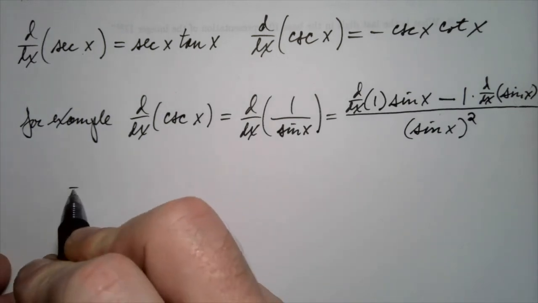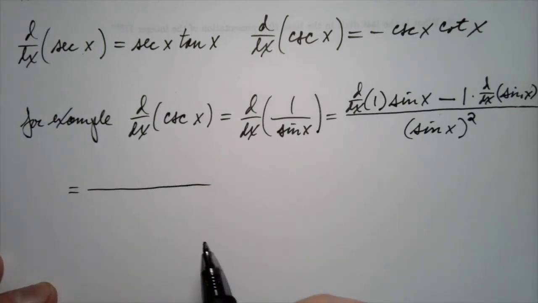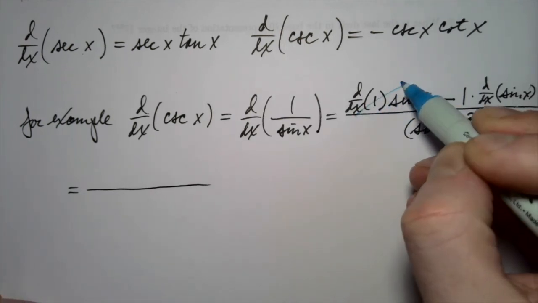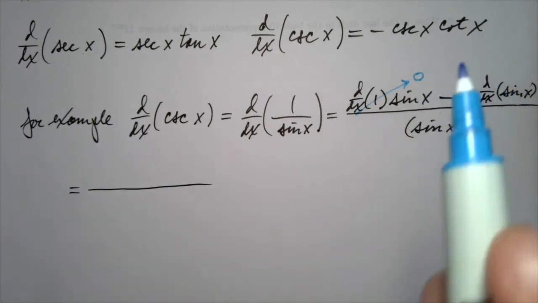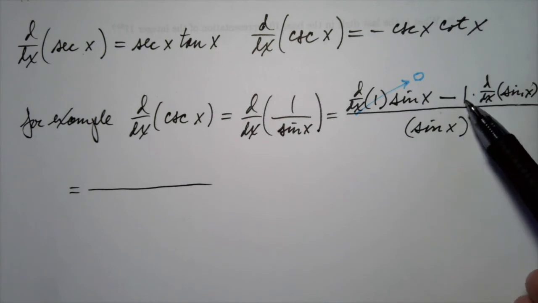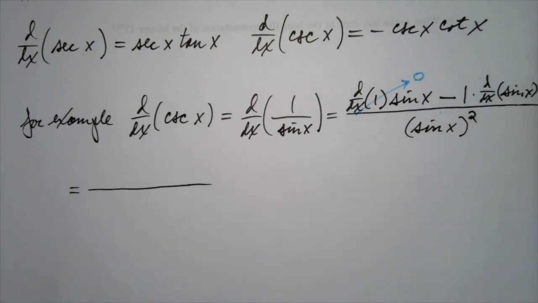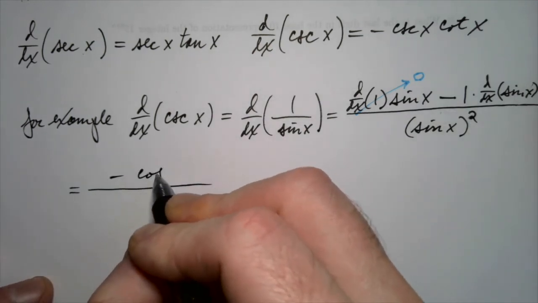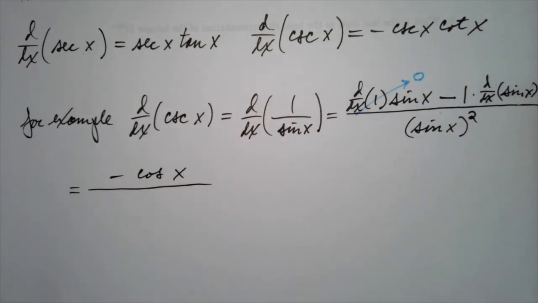So now let's expand. The derivative of 1 is just 0. Since 1 is a constant function, there's no rate of change, so that whole first term is 0. So we have a minus 1 times the derivative of sine. The derivative of sine is cosine, so we have minus cosine on top. And then on the bottom, we have sine of x squared.